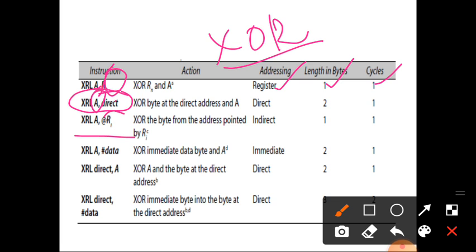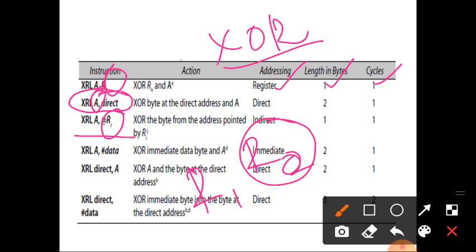Here the Ri indicates register R0 or R1, any one of the registers, and the byte at this address location is XORed with the accumulator, and the result will be stored in the accumulator.